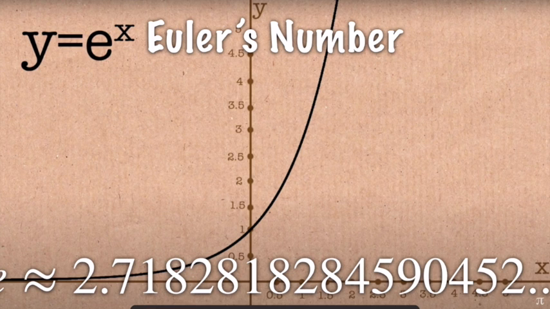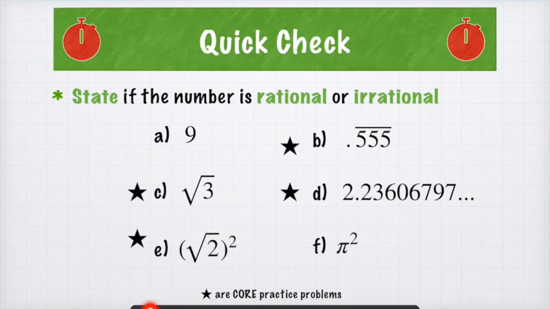Here we have Euler's number, e. This is the thing for exponentials. When you hear something is growing exponentially, it generally deals with Euler's number, this e. Like this e to the x has a really nice exponential shape to it. It just keeps growing. Let's do a quick check. What I want you to do is state if these numbers here are rational or irrational. Remember, if you can write them as a fraction, they are rational. If you can't, they're irrational. So go ahead and pause and take a moment to figure out which ones are rational and which are irrational.